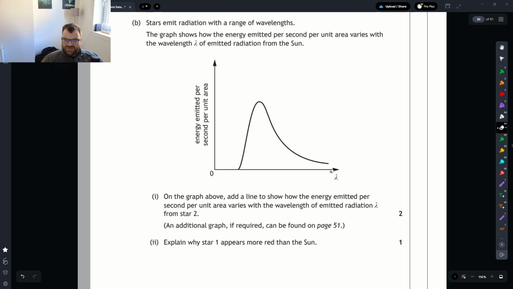Then in this one, we are asked to add a line to show how the energy emitted per second per unit area varies from star 2.